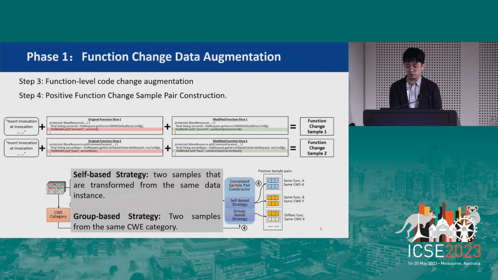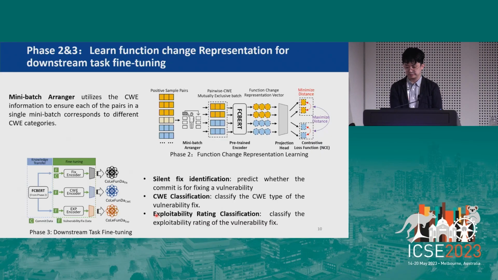We propose two strategies here. The first strategy is the self-based strategy. Any two samples which are generated from the same function change, we consider them as a pair. And for the group-based strategy, if two samples are from the same CWE category, indicating that they are for fixing the same type of vulnerability, we consider them as a pair, which shares the same functionality. The self-based strategy is unsupervised, and the group-based strategy is supervised.